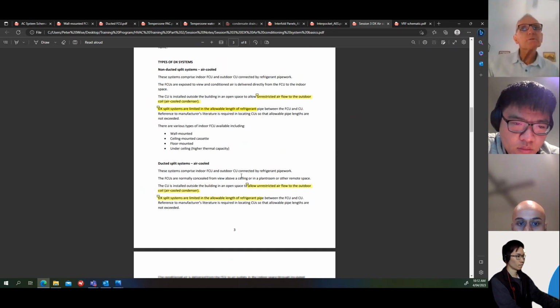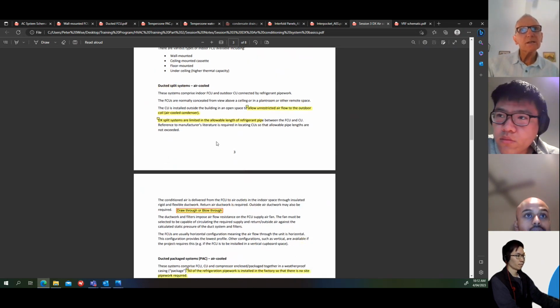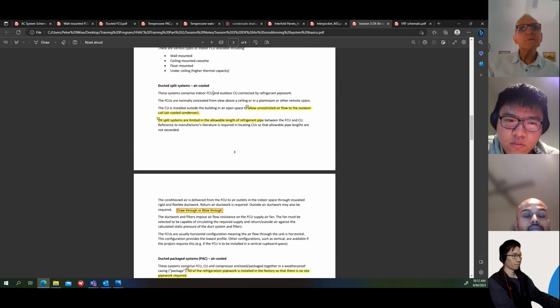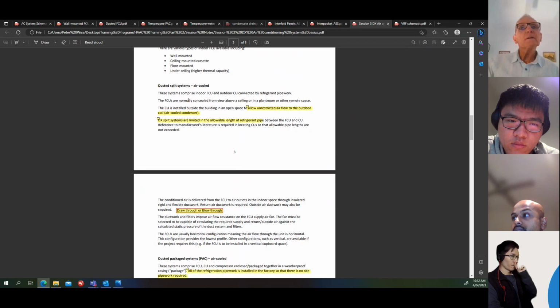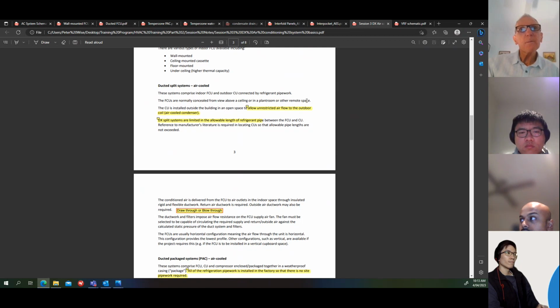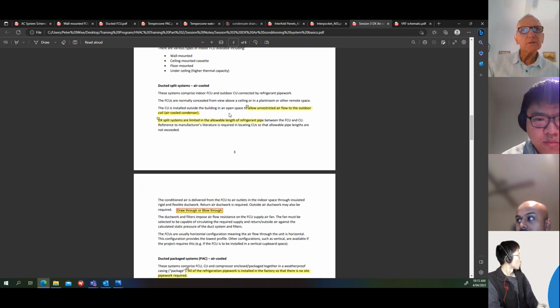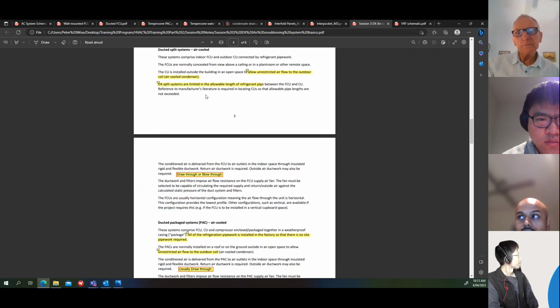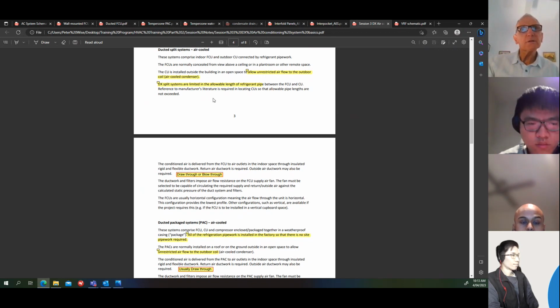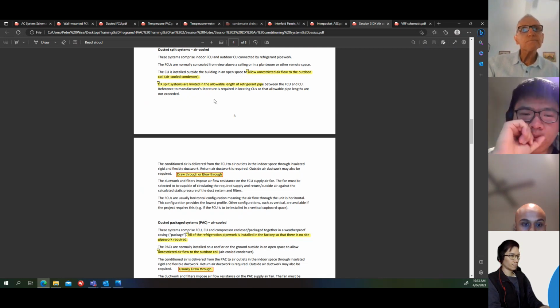Ducted split systems, basically the same, but this time the indoor unit is ducted. The fan coil unit and condensing unit are connected by refrigerant pipework. Fan coil units are normally concealed from view above the ceiling or in a plant room or some other remote space. And the condensing unit's outside. Again, make sure you've got unrestricted airflow to the condenser. And these are limited in the length of refrigerant pipe allowable as well. So basically the same thing. Refer to the literature to see how much pipework you can have.